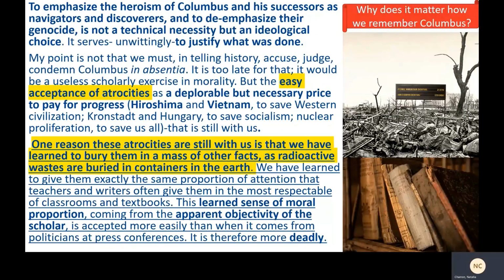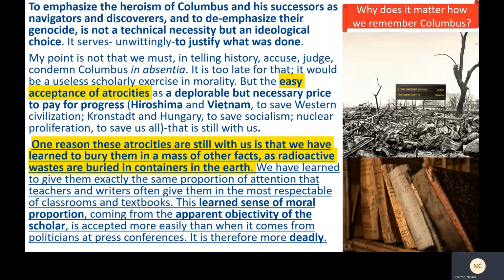To emphasize the heroism of Columbus and his successors as navigators and discoverers, and to de-emphasize their genocide is not a technical necessity, but an ideological choice. It serves, unwittingly, to justify what was done. My point is not that we must, in telling history, accuse, judge, or condemn Columbus in absentia, so in his absence. It's too late for that. It would be a useless scholarly exercise in morality.